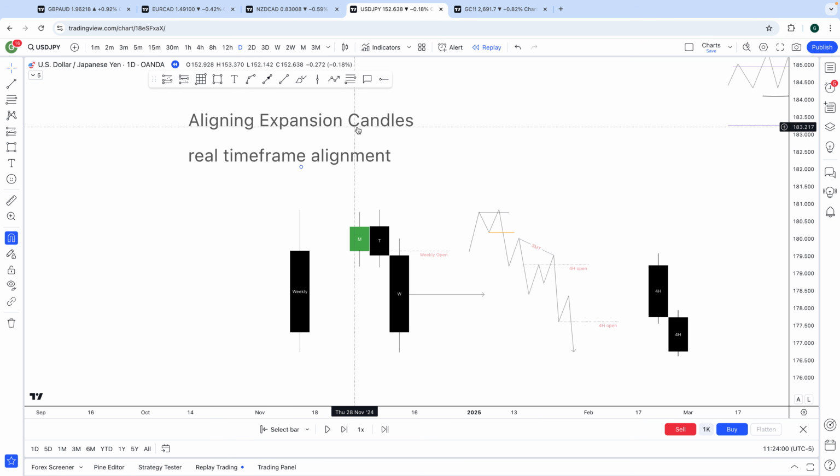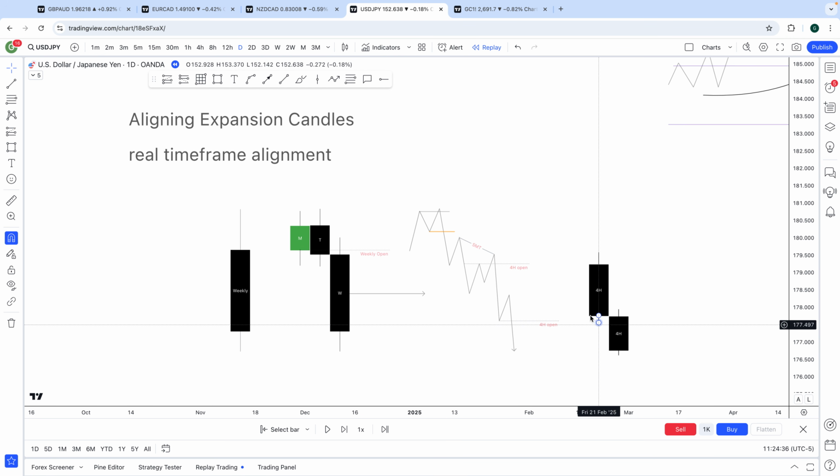Aligning expansion candles. This is real time frame alignment. Because when you get, let's say, a weekly candle with that small opposing run for the possibility to create an expansion candle, and then you get, let's say, a Tuesday manipulation where we expect Wednesday to expand away, well, now you're aligning expansion candles. We already expect this candle to expand, and we already have the reversal put in for the week. We have the small opposing run for the possibility to expand. So now we have the weekly expansion candle aligned, and now the daily expansion candle aligned.